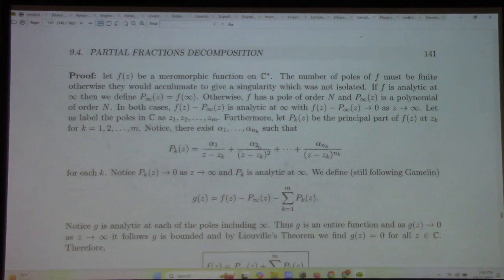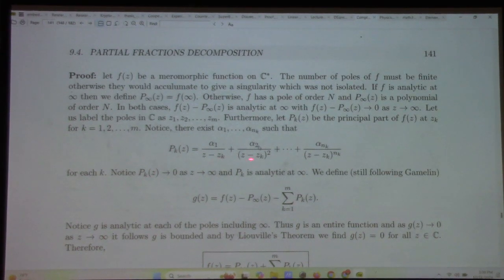The number of poles of f must be finite, otherwise they would accumulate to give a singularity which was not isolated. If f is analytic at infinity, we define p infinity of z to be f of infinity. Otherwise, f has a pole of order n at infinity, and p infinity of z is a polynomial of degree n. In both cases, f of z minus p infinity of z is analytic at infinity, going to 0 as z goes to infinity. We label the poles in the complex plane as z1 through zm, and let p_k of z be the principal part of f at each singularity. At each singularity z_k, there exist constants alpha 1 through alpha n_k such that the principal part can be written as a sum of reciprocal powers, with the highest power being the order of the pole, which we're calling n sub k.